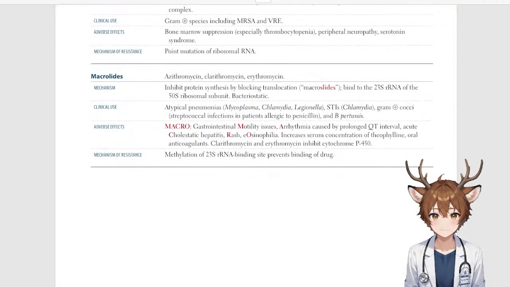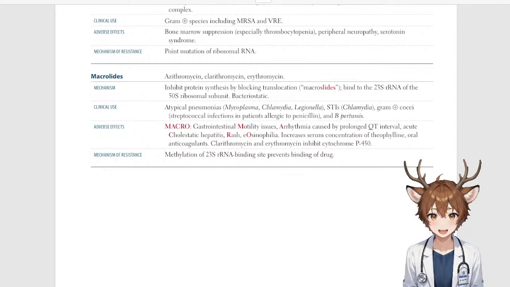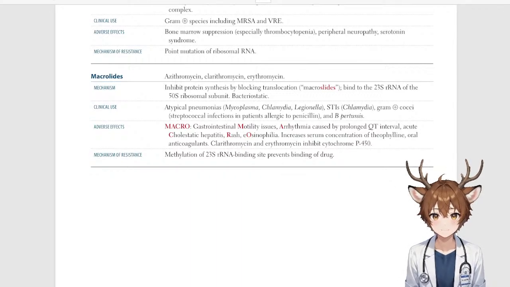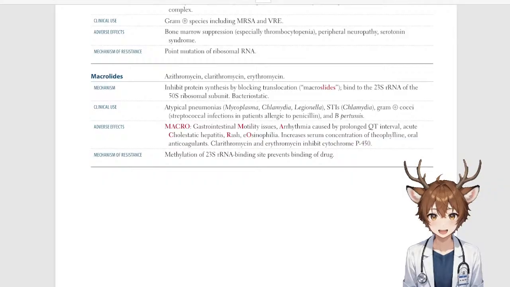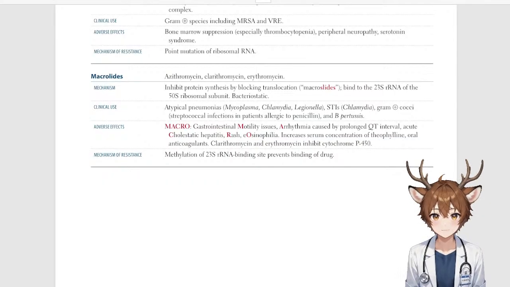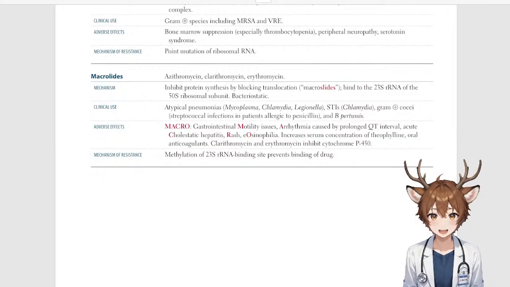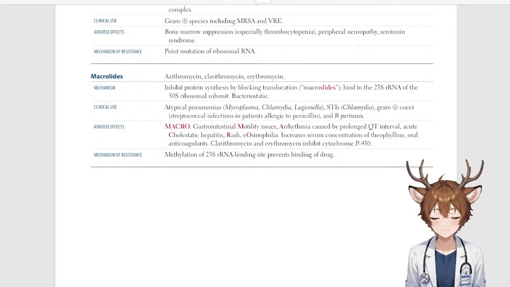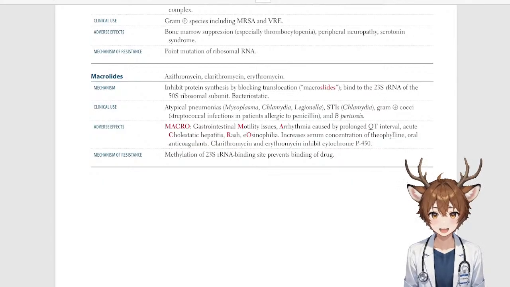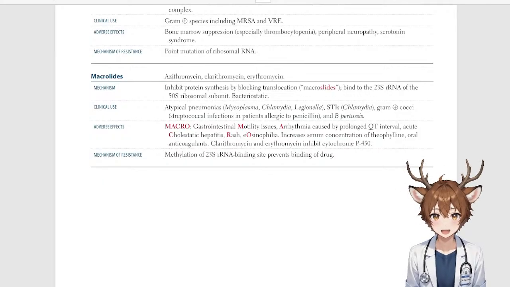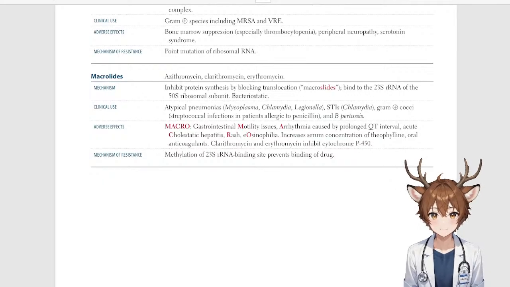What about macrolides? Macrolides: azithromycin, clarithromycin, erythromycin. The mechanism: inhibits protein synthesis by blocking translocation. Macrolides bind to the 50S ribosomal subunit, bacteriostatic. Clinical use: atypical pneumonias like Mycoplasma pneumoniae, Chlamydia, and Legionella, STIs like chlamydia, gram-positive cocci, streptococcal infections in patients allergic to penicillin, and B. pertussis.